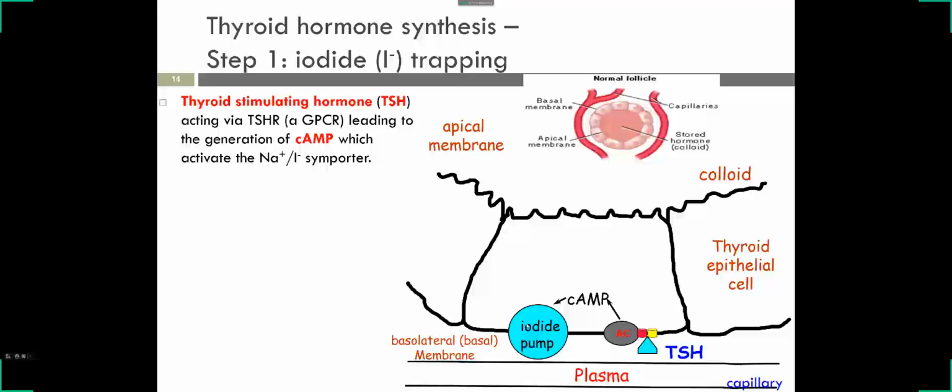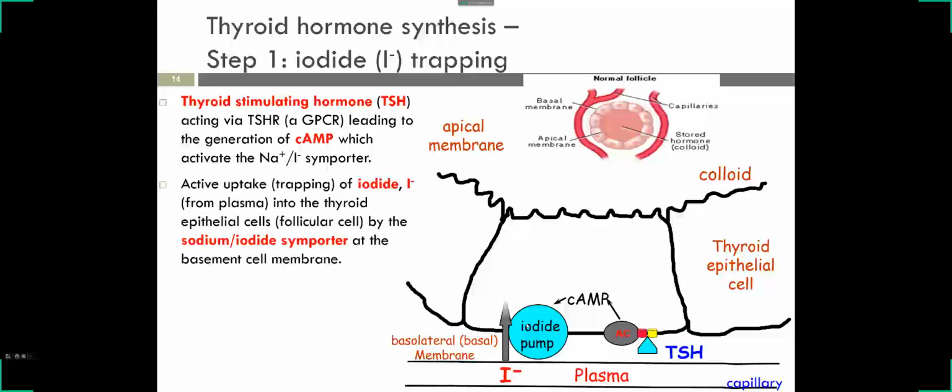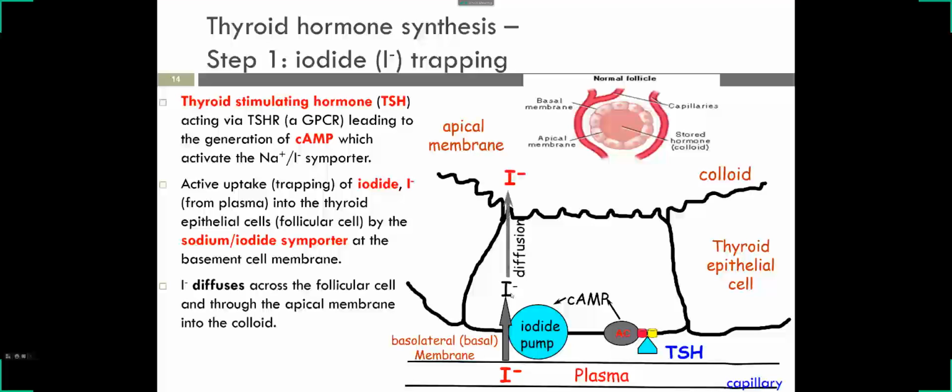This pump will then actively trap iodide from the plasma, and then transport it across the basolateral membrane. And now we've brought iodide into our epithelial cell. This iodide, because it's a small molecule, can then diffuse across the follicular cell membrane into the apical membrane and into the colloid, okay?